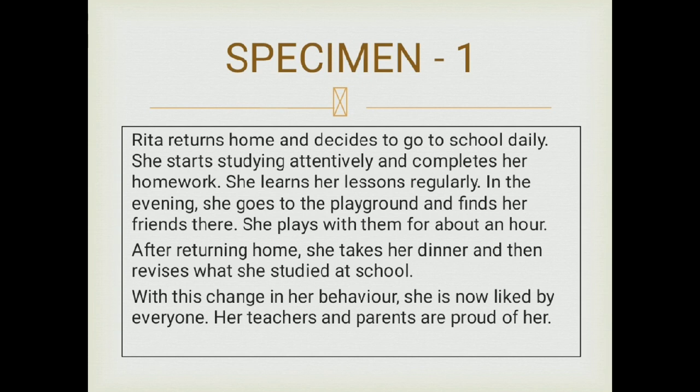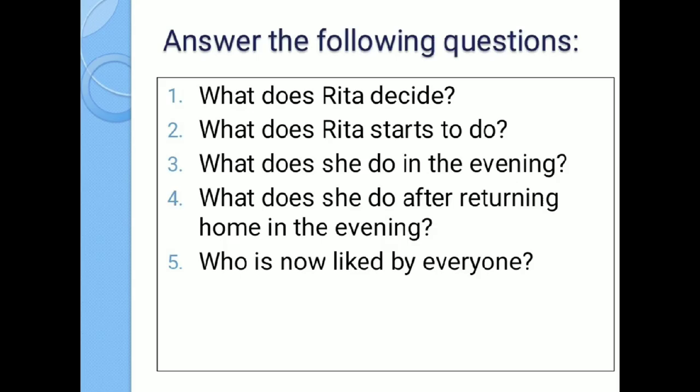Now children, we have read the passage. The next step is that we have to read the questions. So let's read it. Answer the following questions. Question number 1. What does Rita decide? Let's go back to the passage and underline the part where you will find the answer.